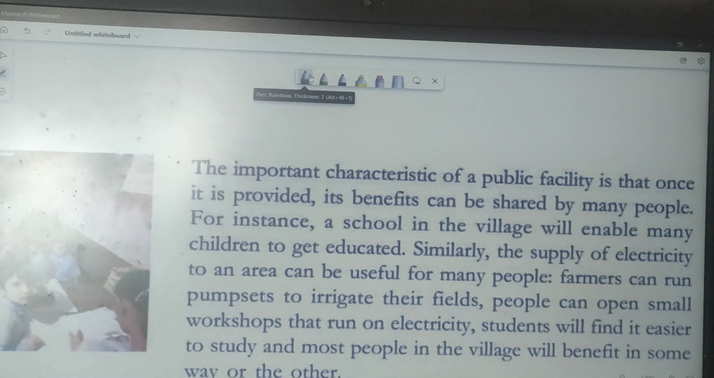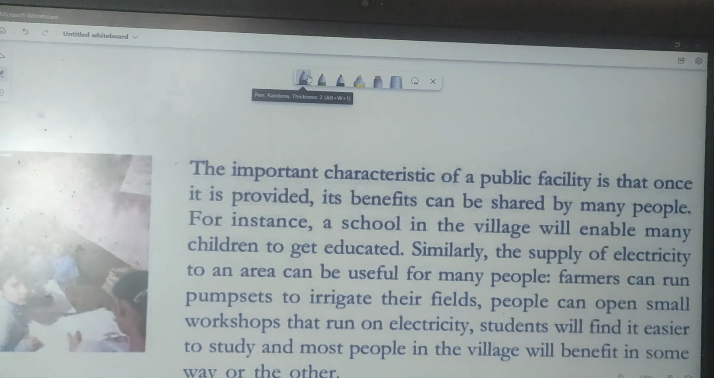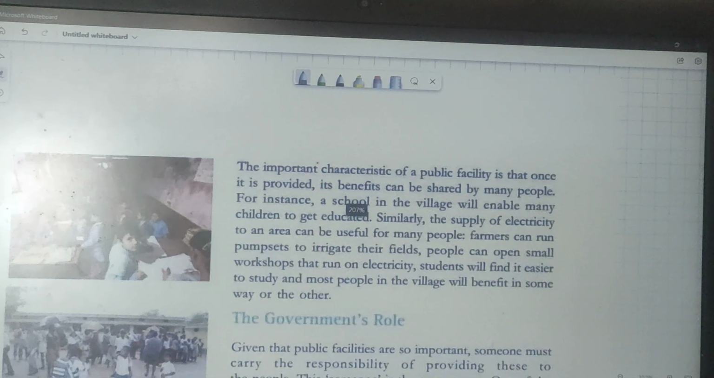For instance, a school in the village will enable many children to get educated. Similarly, the supply of electricity to an area can be useful for many people. Farmers can run pump sets to irrigate their fields. People can use small workshops that run on electricity. Students will find it easier to study, and most people in the village will benefit in some way or the other. So, basically, what is in this paragraph?